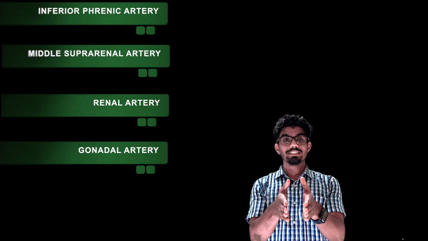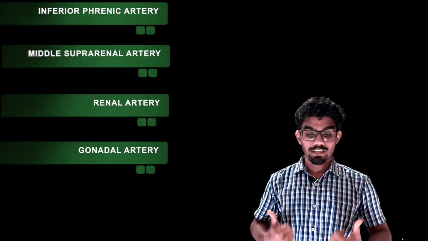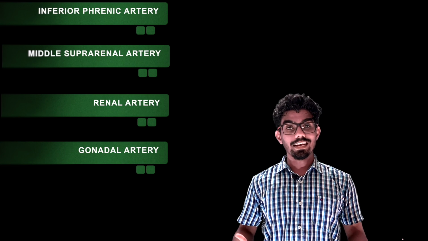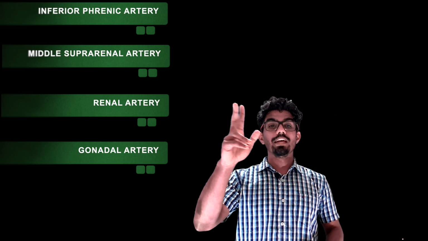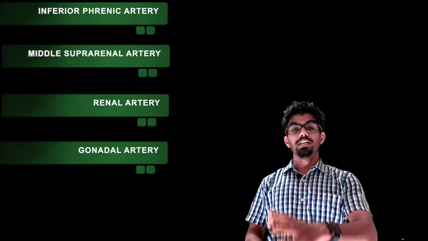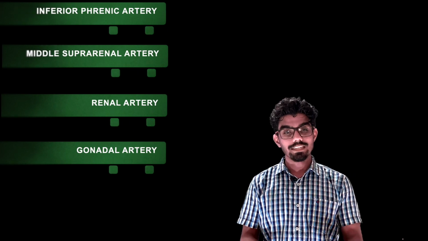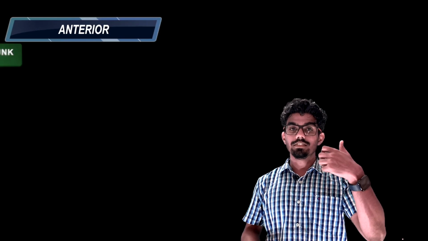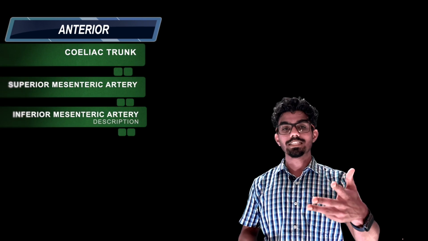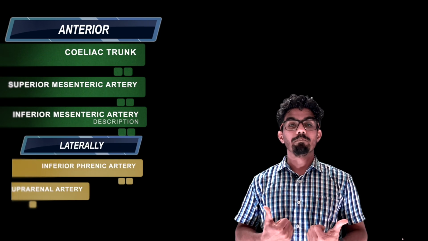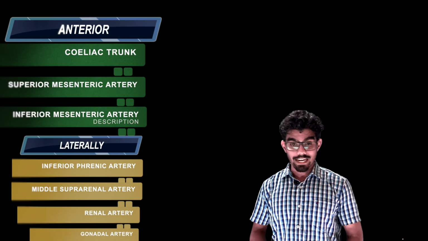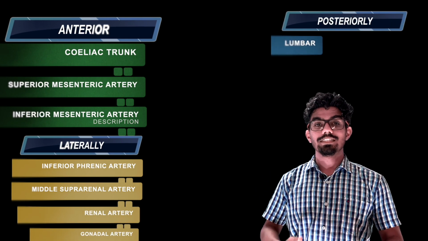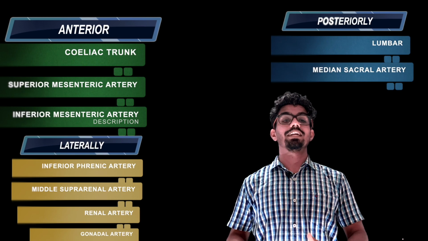So, laterally arising four arteries: inferior phrenic, middle suprarenal, renal, and the gonadal artery. In male it's called the testicular artery, in female it's called the ovarian artery. And the terminal branches are the common iliac arteries. So we are done with the 10 main branches of the abdominal aorta. Anteriorly, celiac trunk, superior and inferior mesenteric artery. Laterally, inferior phrenic, middle suprarenal, renal, and the gonadal arteries. Posteriorly, the lumbar arteries and median sacral artery.